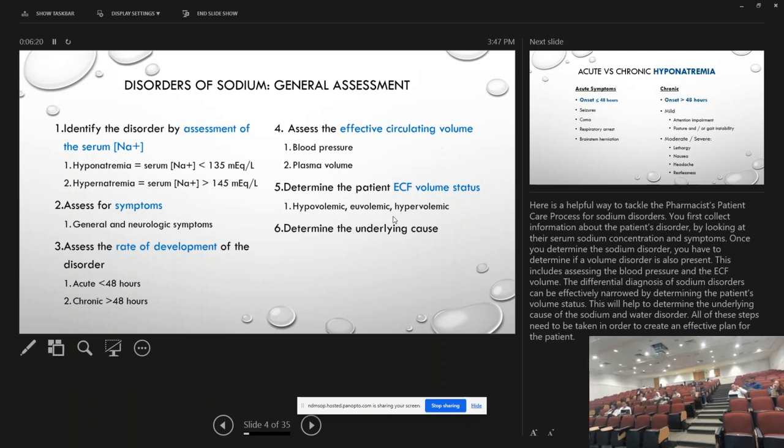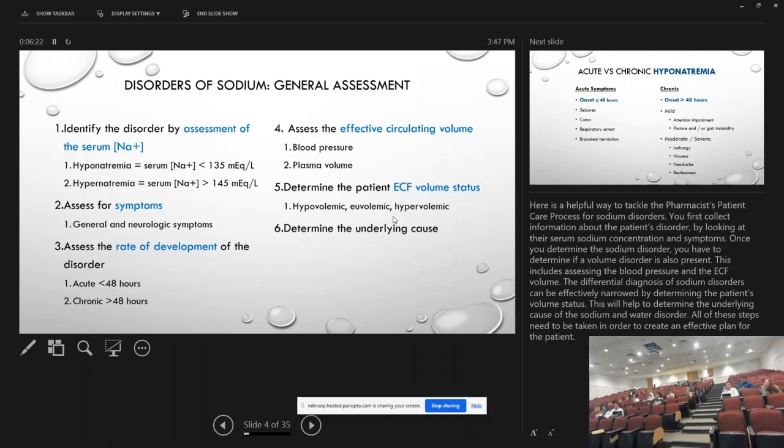I would say if it's acute, that would be defined as a sodium change of less than 48 hours, so less than 2 days. If it's more chronic, either hypernatremia or hyponatremia, it'd be greater than 2 days. Okay, so that's a good break point, and you should know these break points here.